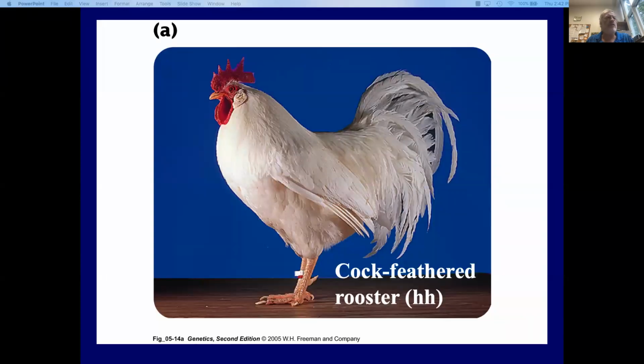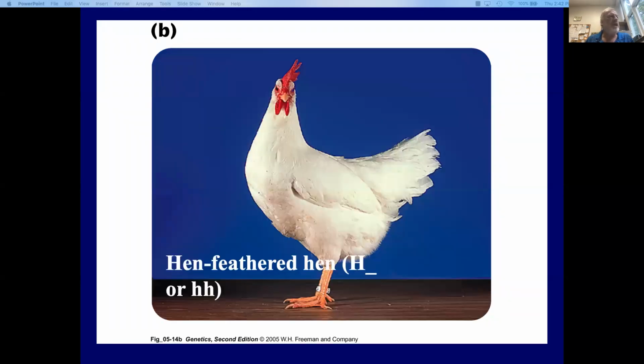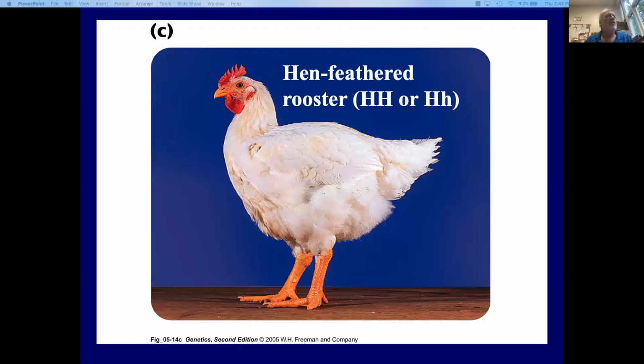So here's a cock-feathered rooster. And by cock feathering, we mean these long, drooping tail feathers, and his genotype is little h little h. A hen-feathered hen, then she has any of those genotypes, big H big H, big H little h, or little h little h. She never has the long tail feathers present in the rooster. But not all roosters have them. Here's a rooster that is big H, or heterozygous, and he lacks the long tail feathers found in the cock-feathered rooster.